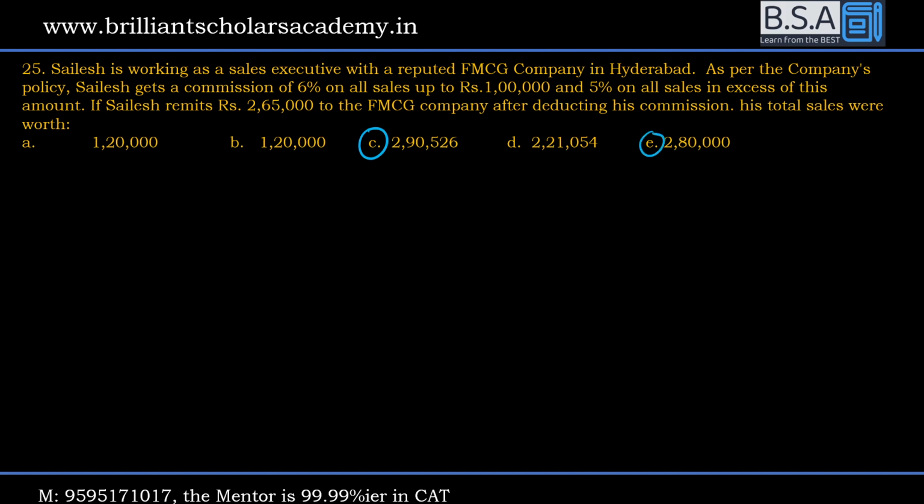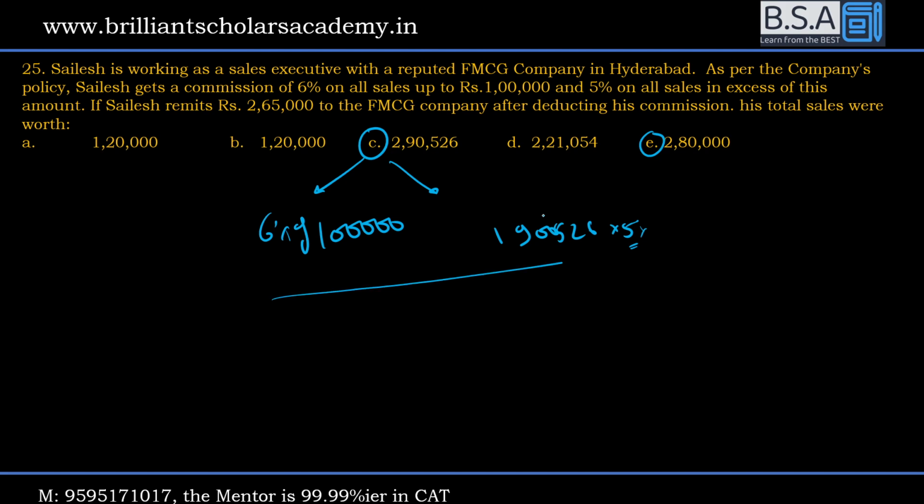Now think very carefully. I am going to take 6% of 1 lakh rupees and the remaining 1,90,000 and 526. I am going to take 5% of this. Will it lead to an integer value with 00 in that? When you calculate 5% of 526, will it lead to 3 zeros in the end?